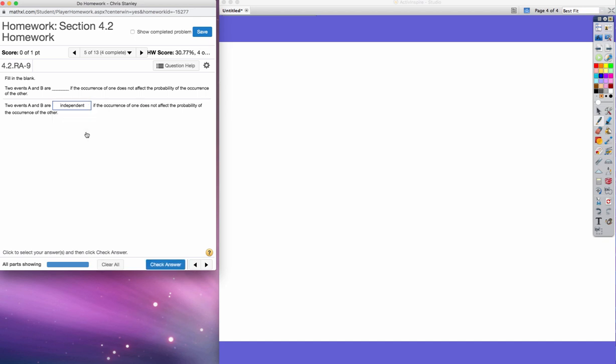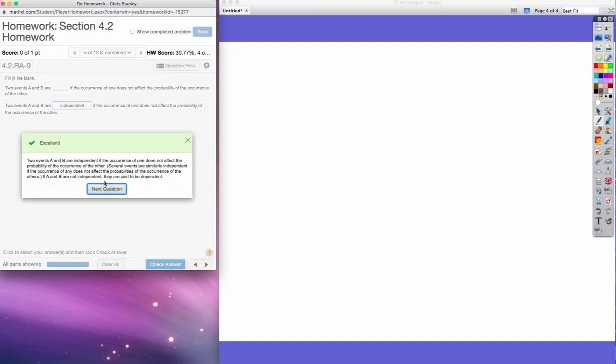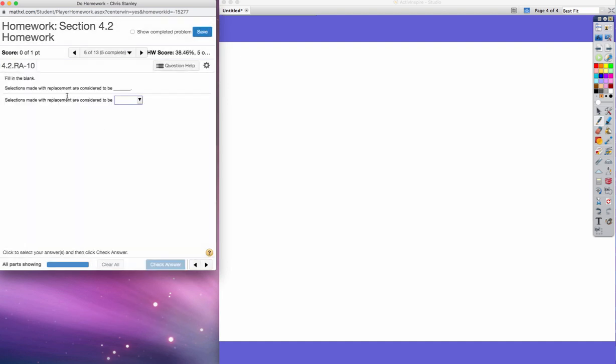If one does not affect the occurrence of the other one, that means independent. So study that definition. Okay, if you replace, they will be independent because it didn't mess up your probabilities. The first event did not affect the second one.